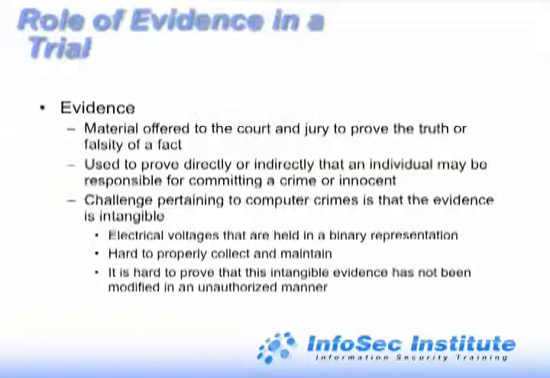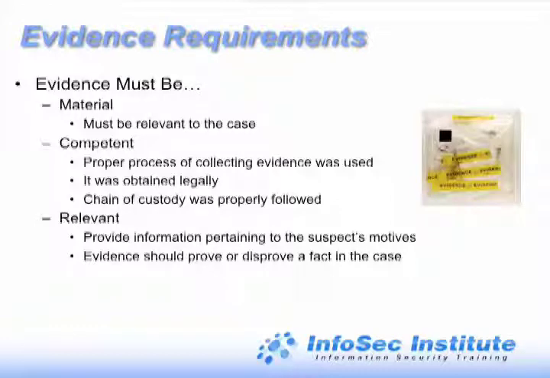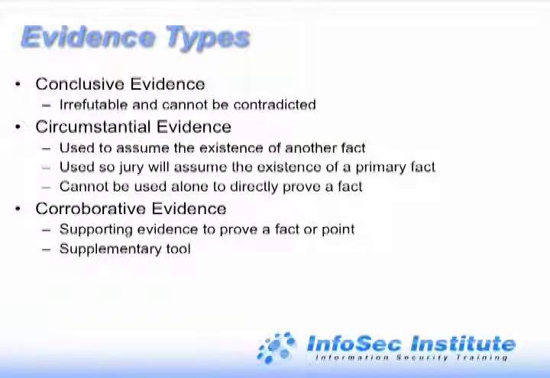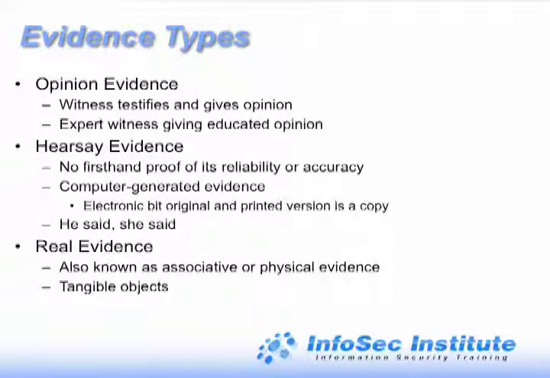Okay, evidence: something that can be used in court to push a judge or jury into seeing if it's true, or fact, that an entity did do something they did or did not have the authority to do. Know your evidence. It must be material, competent, and relevant. And then also these types: the best, secondary, direct, conclusive, circumstantial, corroborative, opinion, hearsay, and real. So unfortunately, just know all of them, all the different types.